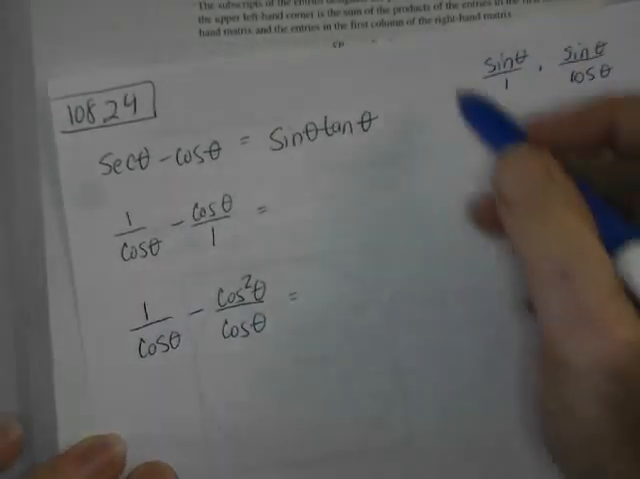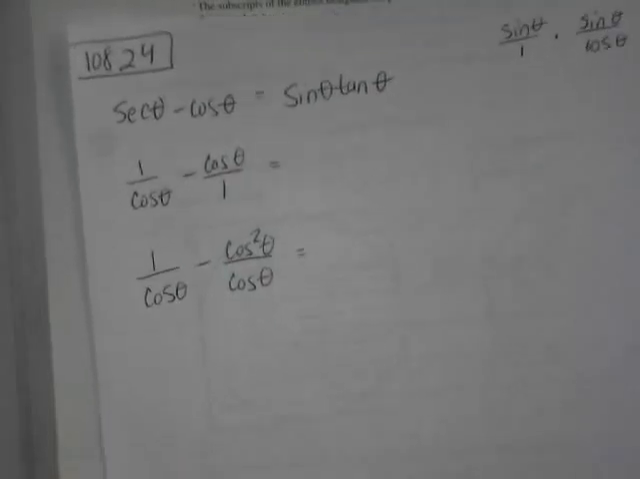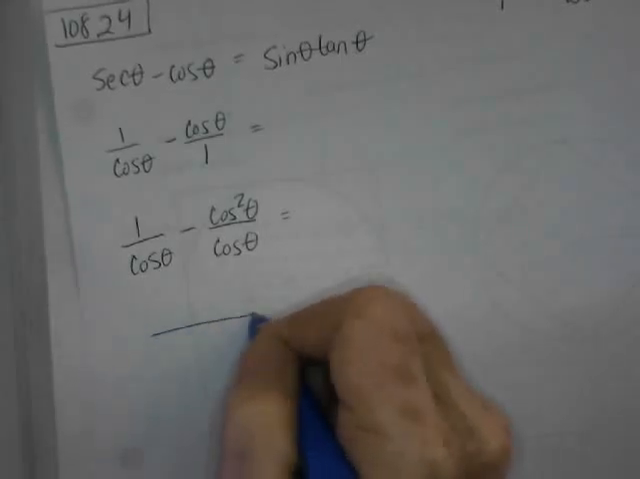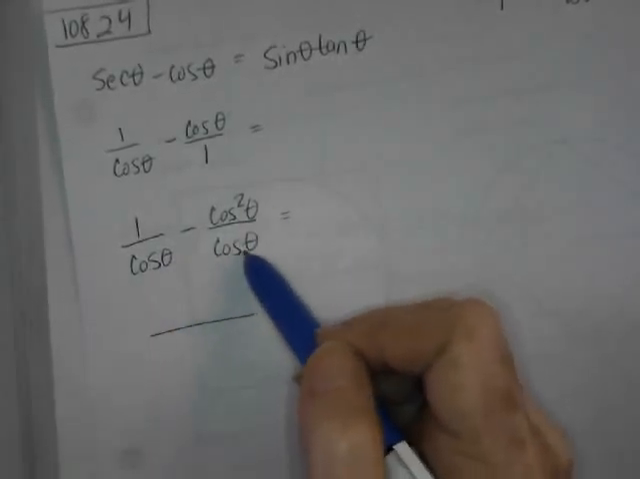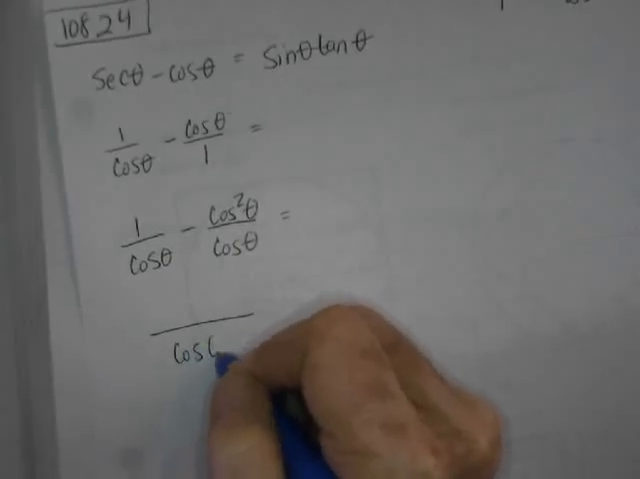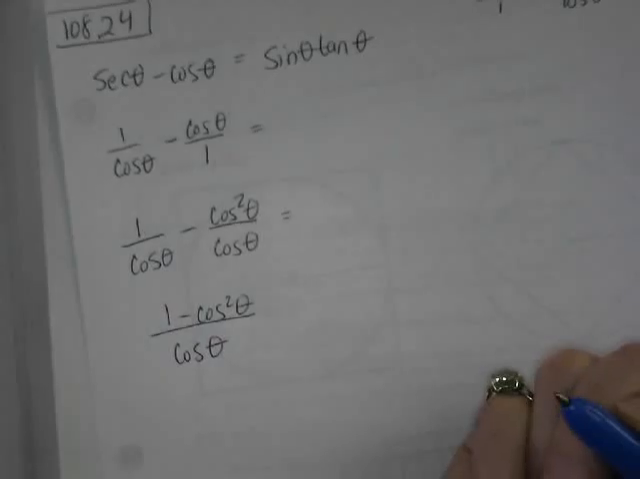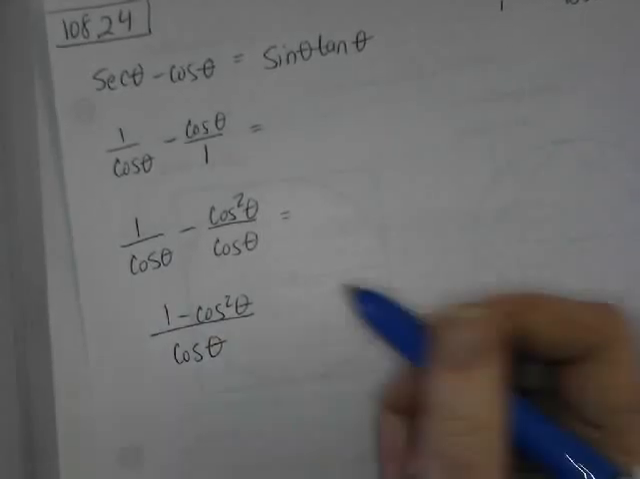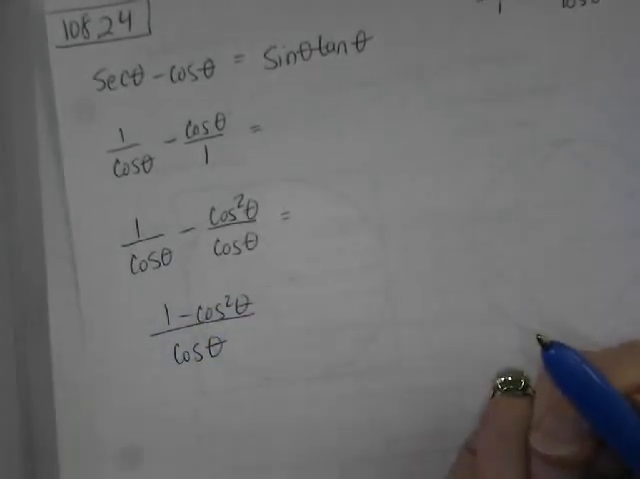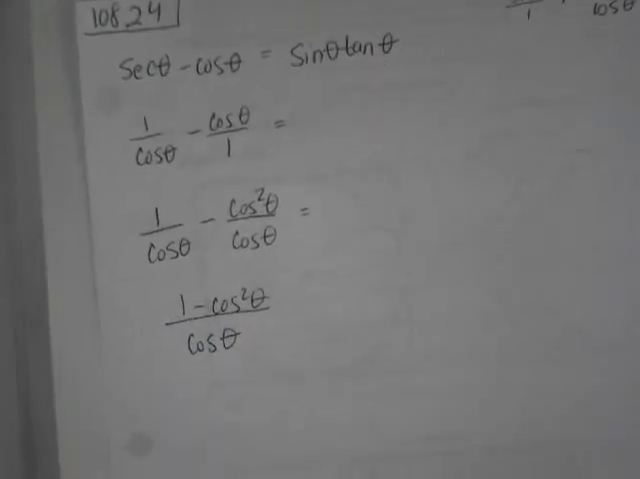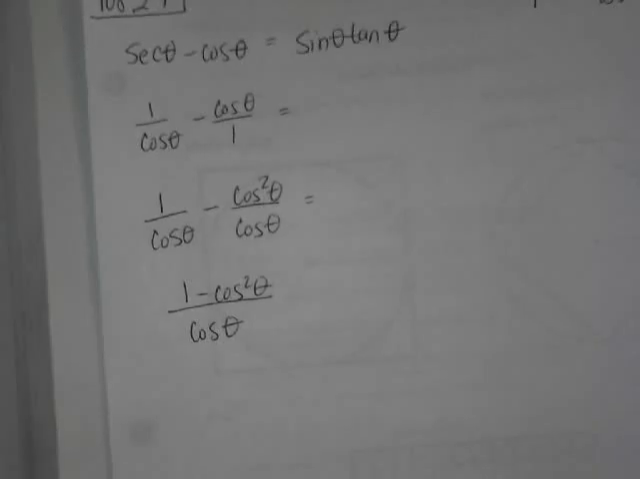I don't know if I'm getting any closer to where I want to go, but I see something interesting that's happening that might help. Now I have a common denominator, so I can write it like this. Now 1 minus cosine squared theta. Oh, sweet. So 1 minus cosine squared theta, I think, is equal to sine squared theta. Let's check.